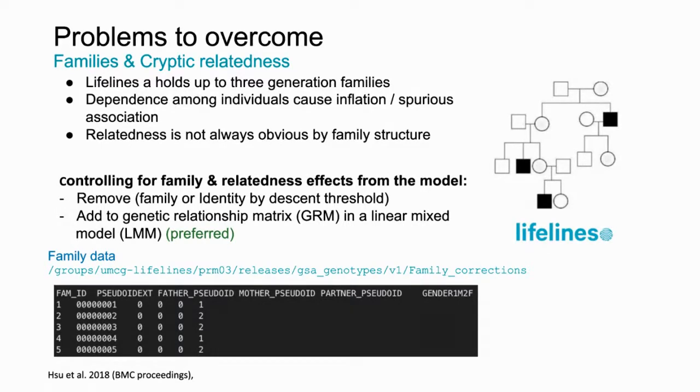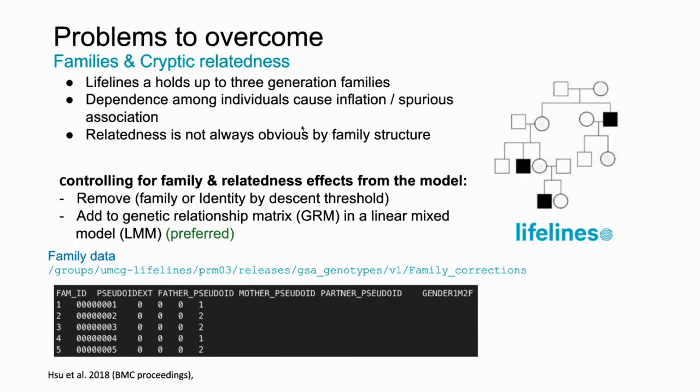So the first would be families. As you might know, Lifelines contains up to 3 generations of families, which can result in an inflation of allelic frequencies. I mean, you will have more representation of some variants just because you have people that have the same variant and come from the same family, which gives you inflation, and that can give rise to associations that are not real. It gives you false positives just because there is more concentration of some SNPs.